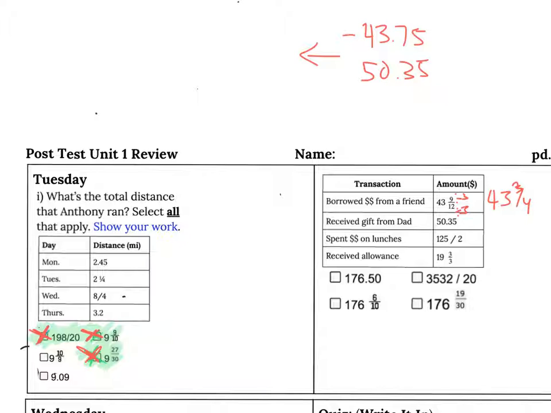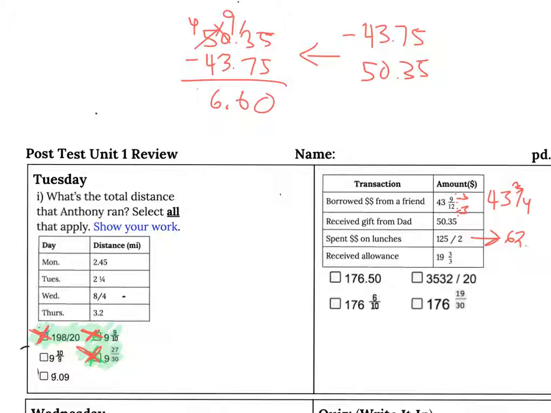Okay? Let's rewrite that. Let's put the 50 on top and let's subtract, see what the difference is. I'm not going to make you sit through the subtraction portion of that, but that should be $6.60. If I take 125 halves, you can divide 125 divided by 2. That's $62.50. The question is, is it positive or negative? Negative means that you spent that. So basically, we have $62.50 that we spent, $6.60 that we had, and that means that we owe $55.90.